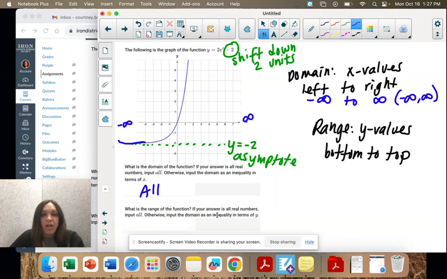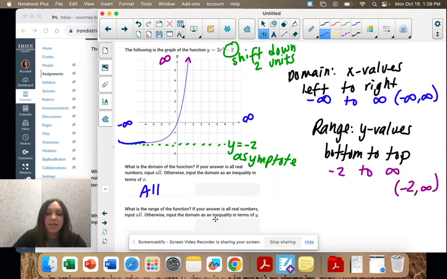So same thing with the range. We want to go bottom to top. So the bottom we said is negative 2. And then how high does the graph go on the y-axis? It goes up forever towards infinity. So our interval notation would be negative 2 to infinity, but it's asking us to write an inequality.